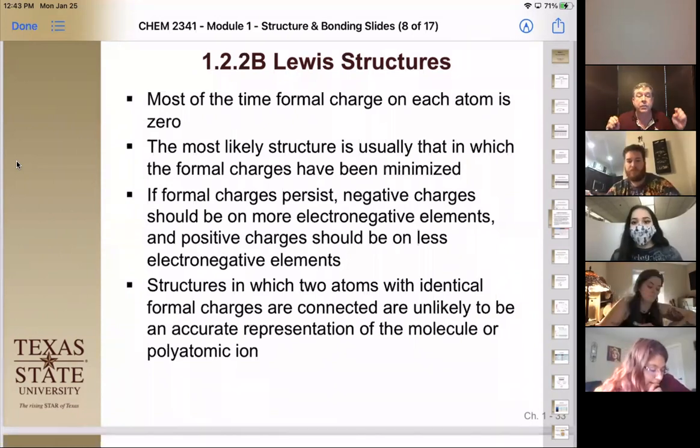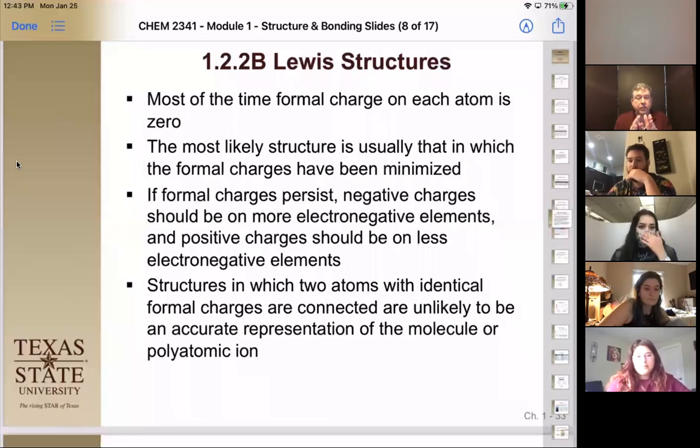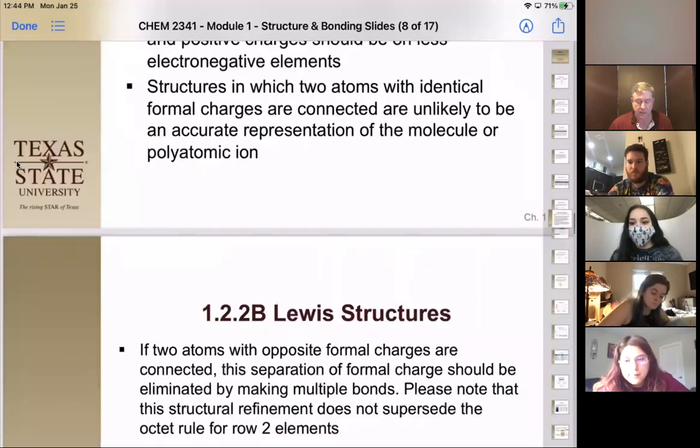Okay, structures where 2 atoms with identical formal charges are connected are unlikely to be an accurate representation of the molecule. So if you've drawn your Lewis dot structure, you've calculated formal charge, and this atom has a +1 and this one has a +1, that is probably not true. If they're both 0, that's fine. But if they both have positive charges, those positive charges want to repel, so there's probably something wrong with your Lewis dot structure, and you need to go back and try again. Okay.